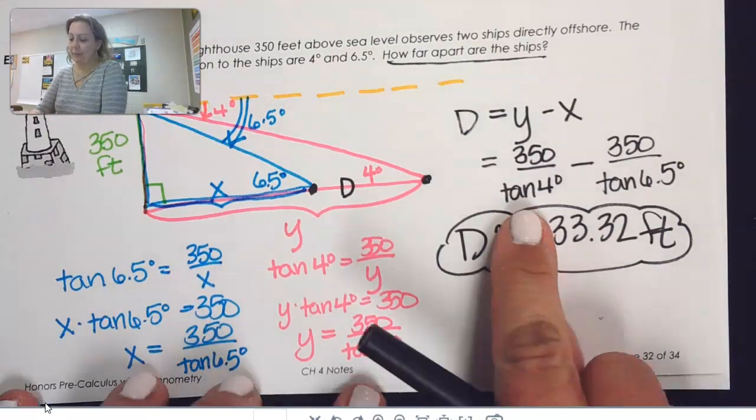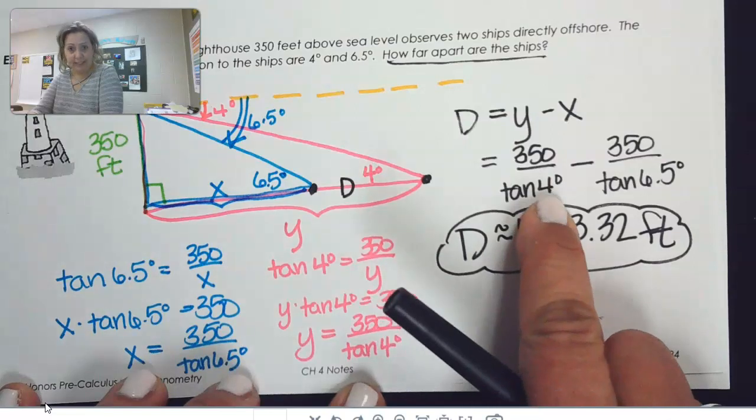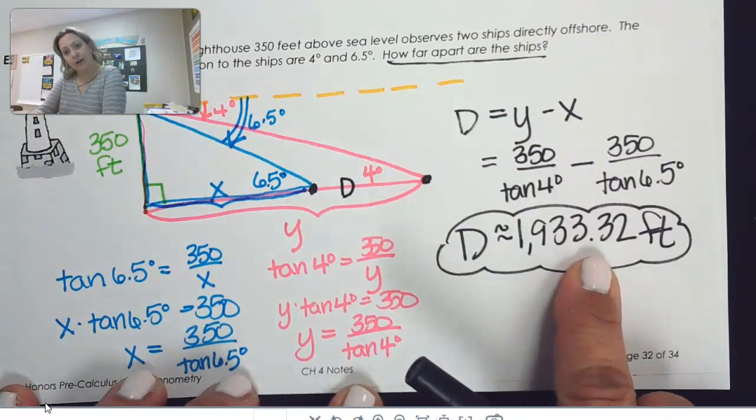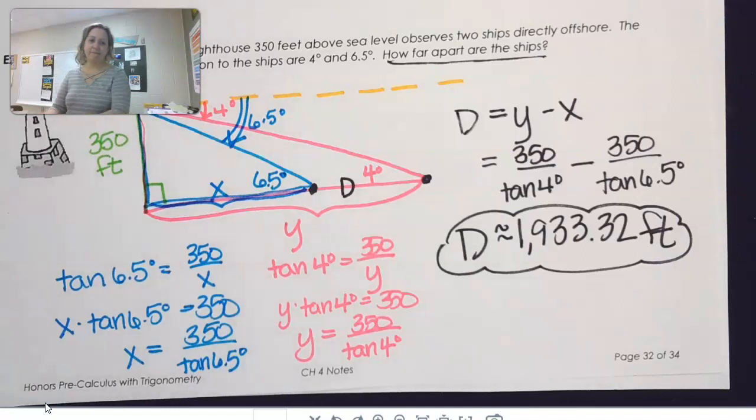And again, here, because we were taking the tangent of 4 degrees, this is in degrees. We're looking for our distance. That distance is going to be in feet.